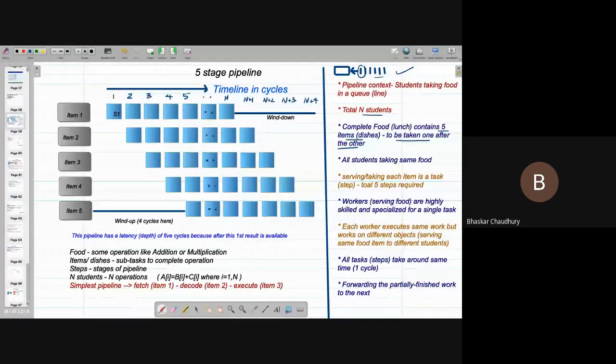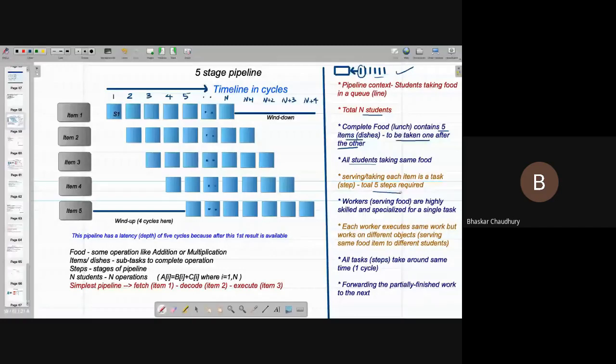Second important point is all students take same food. That means all students need to take all the 5 items. Third important point is the serving or the taking of each item is a task. Taking the complete food is like a big task, and then taking each of these sub items, each of these dishes, is like a small sub task. All these have to be completed to completely complete the food taking process. So total 5 steps are required because you have 5 dishes.